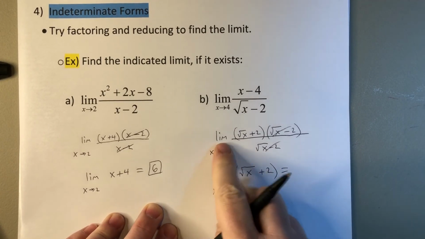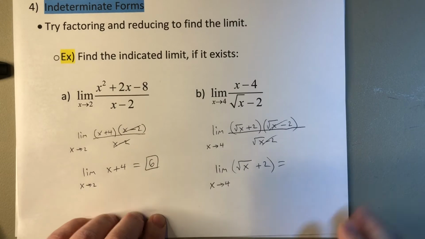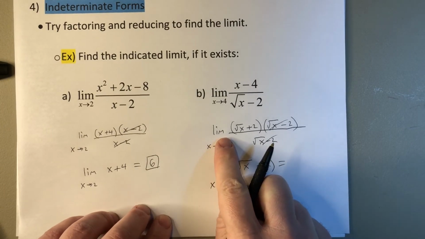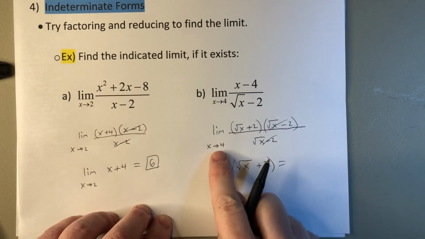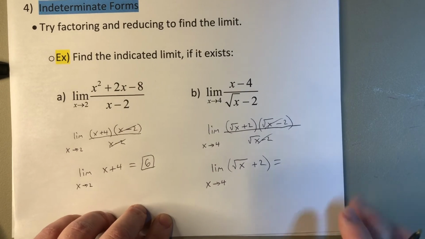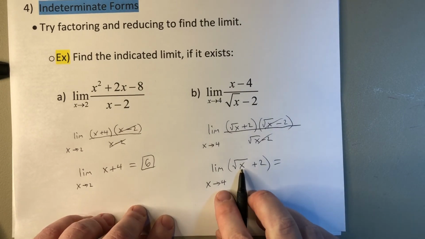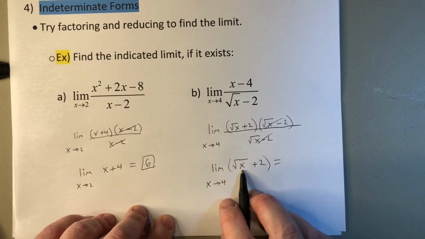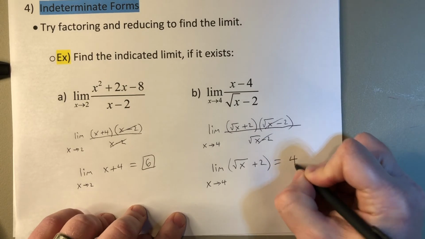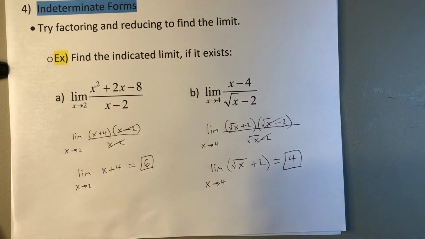Make sure you put this notation in front every single time: LIM, abbreviation for limit, and then as x approaches 4, okay? So as x approaches 4 here, all you have to do is substitution, then simplification. The square root of 4 is 2. 2 plus 2 is 4. The answer to this limit is 4.